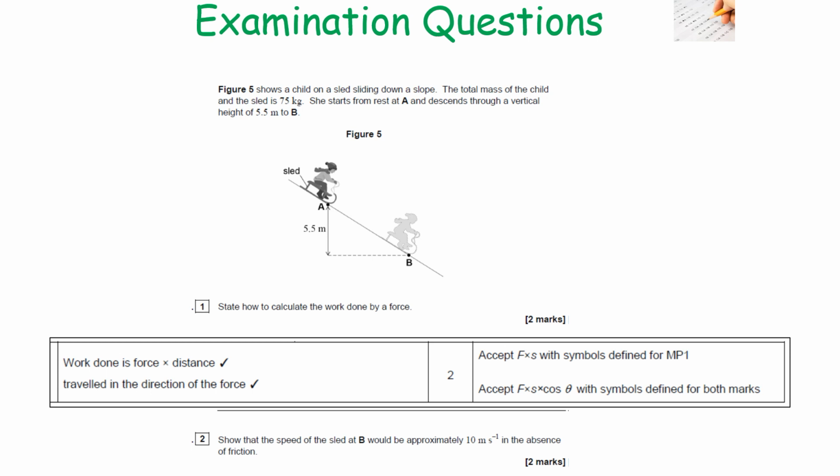Next one, show that the speed of the sled at B would approximately be 10 meters per second in the absence of friction. So again, what do we know?